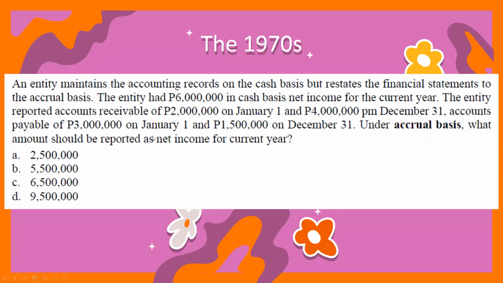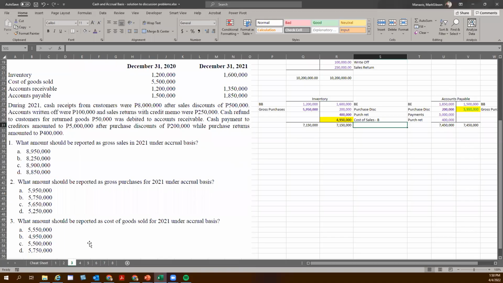No? The entity had 6 million in cash basis net income for the current year. The entity reported accounts receivable of 2 million on January 1 and 4 million for December 31. Accounts payable of 3 million on January 1 and 1.5 million on December 31. Under the accrual basis, what amount should be reported as net income for the current year? So that's problem number 4.